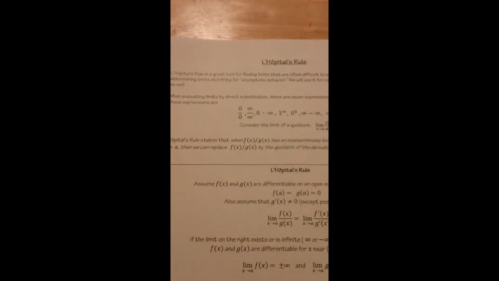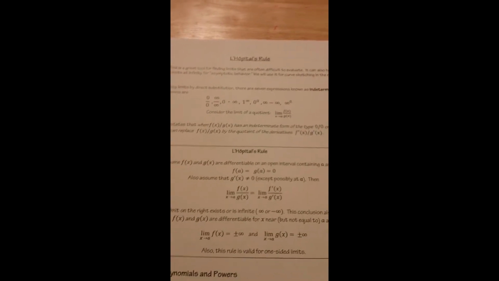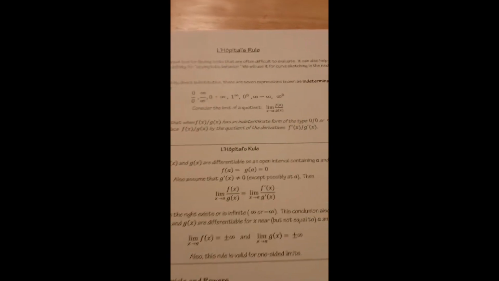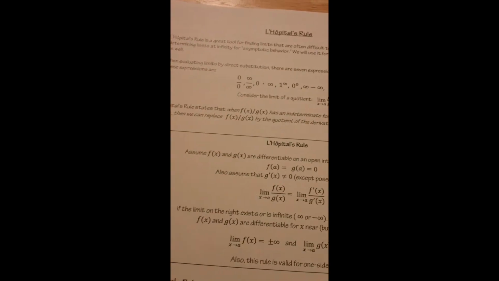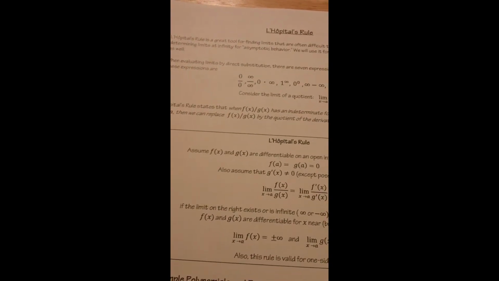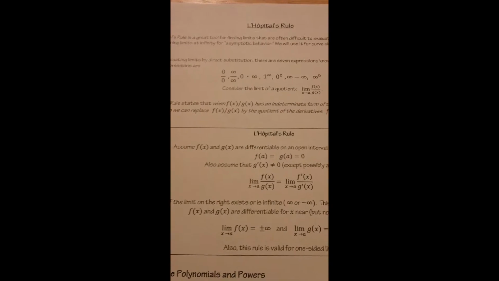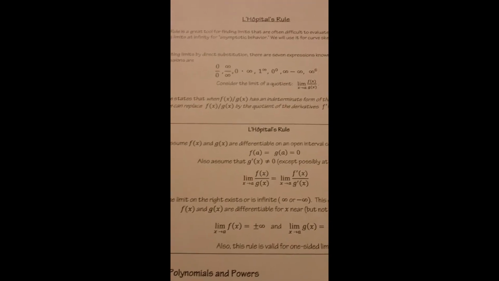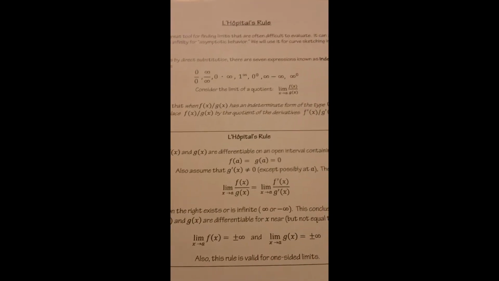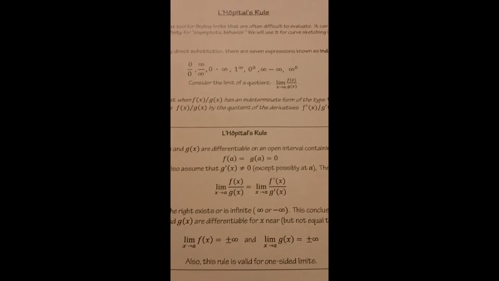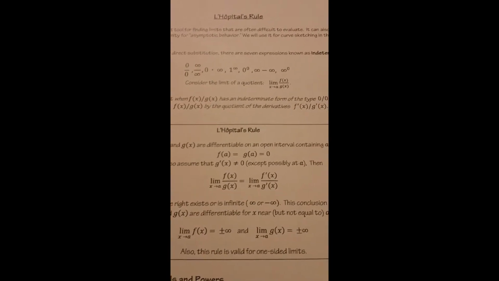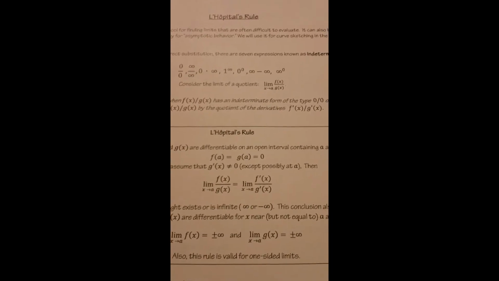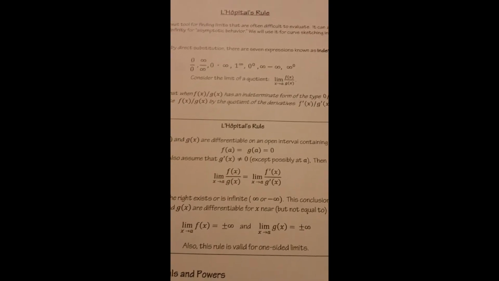When evaluating limits by direct substitution, there are 7 expressions known as indeterminate forms. Those expressions are the ones below: 0 over 0, infinity over infinity, 0 times infinity, 1 to the infinity power, 0 to the infinity power, infinity minus infinity, and infinity to the 0 power.